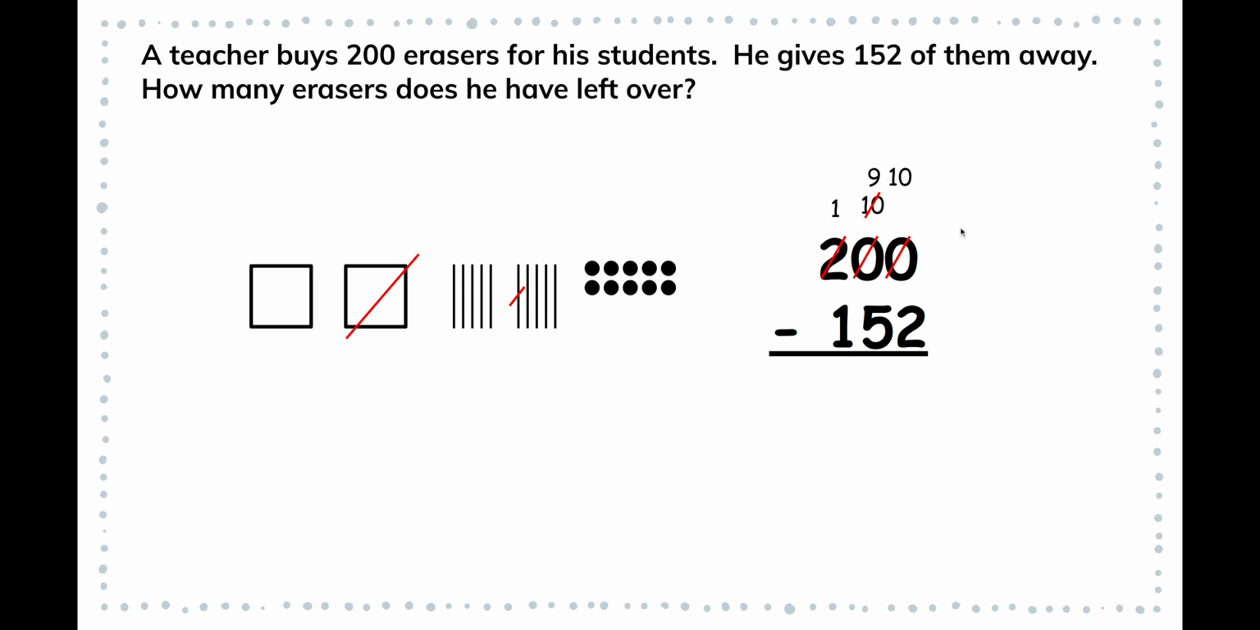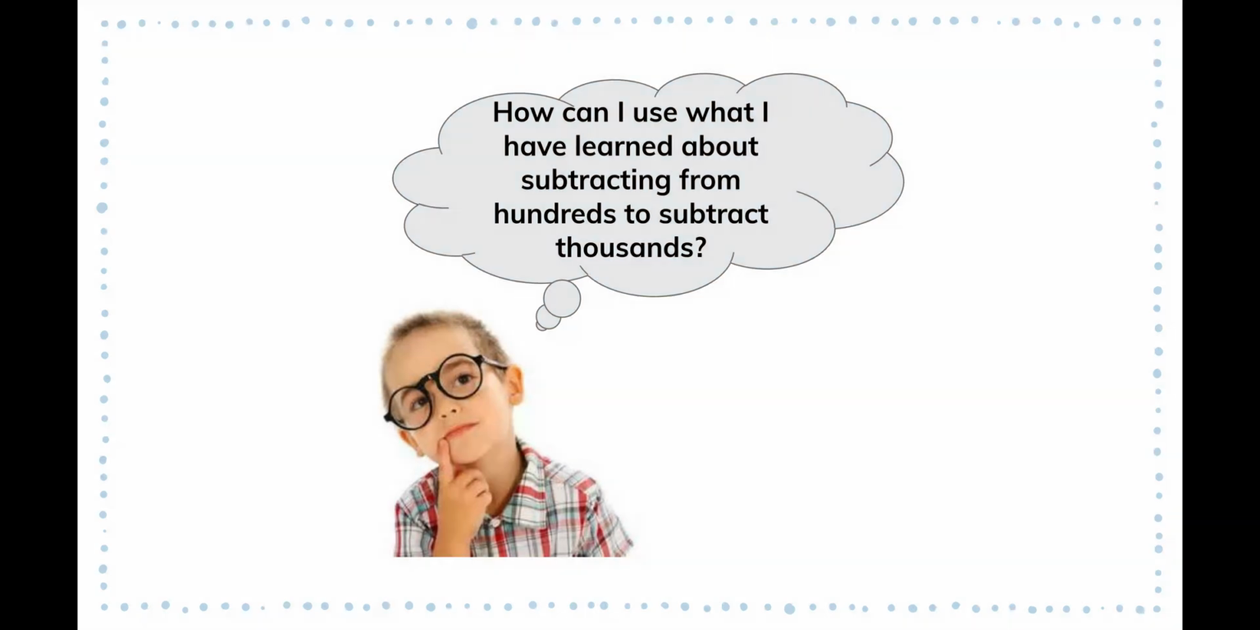So now I can subtract, finally. 10 minus 2 is 8. 9 minus 5 is 4. And 1 minus 1, we'll take away that last 100, will be 0. My answer is 48. I want you to be thinking about this question. How can I use what I've learned about subtracting from hundreds to subtract from thousands?